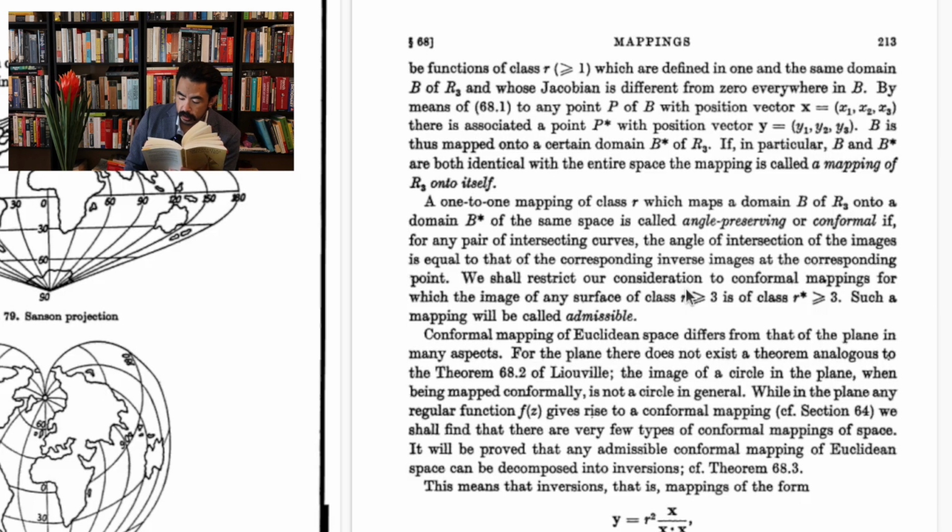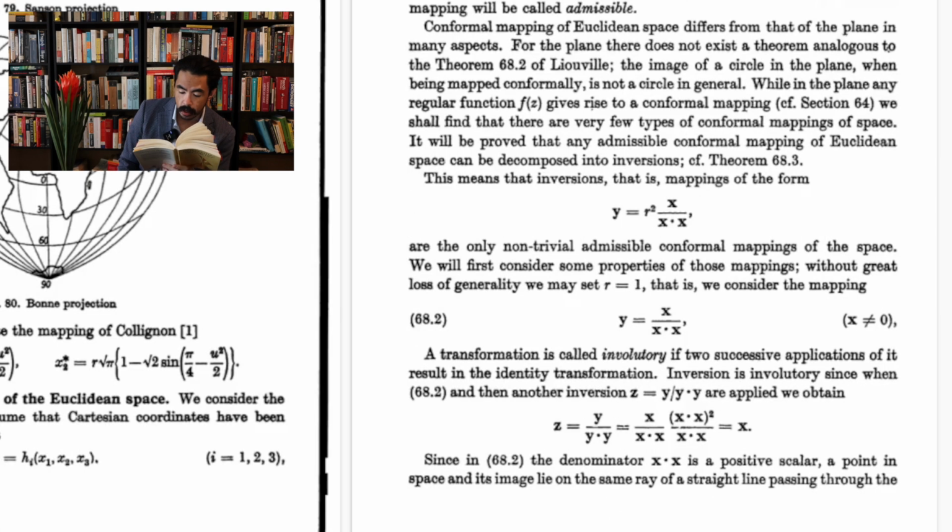Conformal mapping of Euclidean space differs from that of the plane in many aspects. For the plane, there does not exist a theorem analogous to theorem 68.2 of Liouville, which is coming up in a few pages. The image of a circle in the plane, when being mapped conformally, is not a circle in general. While in the plane, any regular function f of z gives rise to a conformal mapping, referred to the previous section 64, we shall find that there are very few types of conformal mappings of space. It will be proved that any admissible conformal mapping of Euclidean space can be decomposed into inversions, which we will see in theorem 68.3 coming up soon.